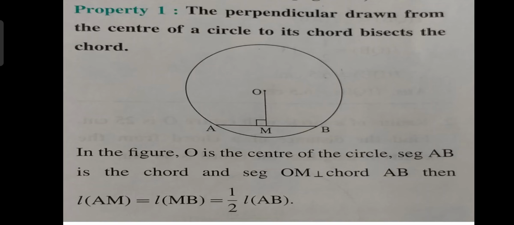Students, we have already seen this. Here it is saying that the perpendicular drawn from O, OM, on the chord AB bisects the chord. That means length AM is equal to length MB, that is half of length AB.